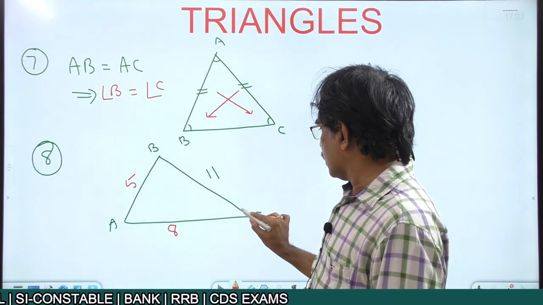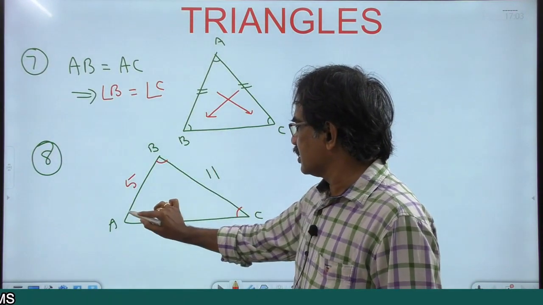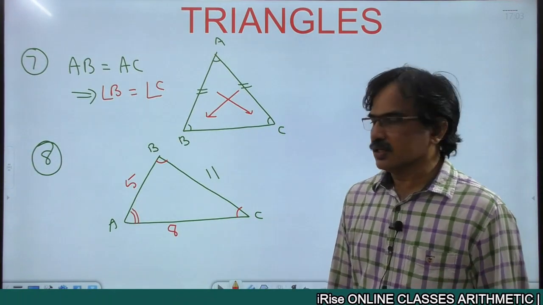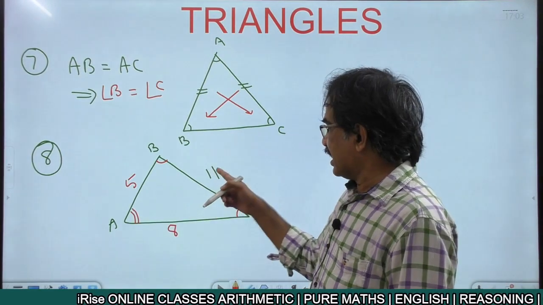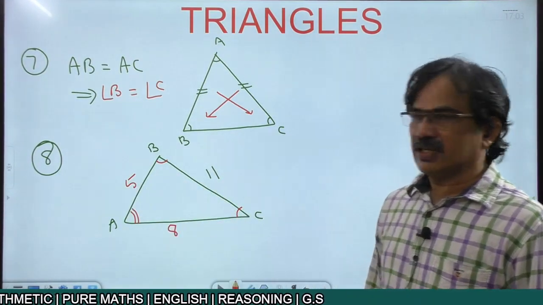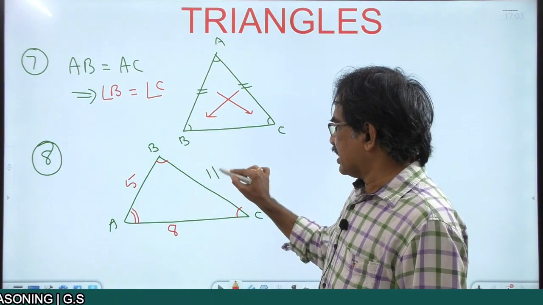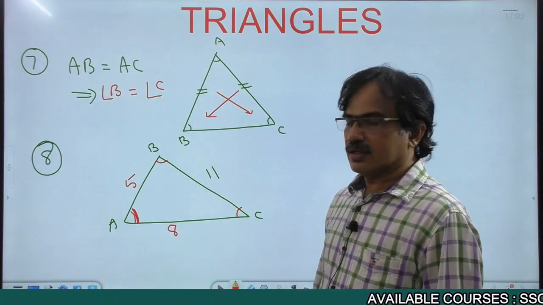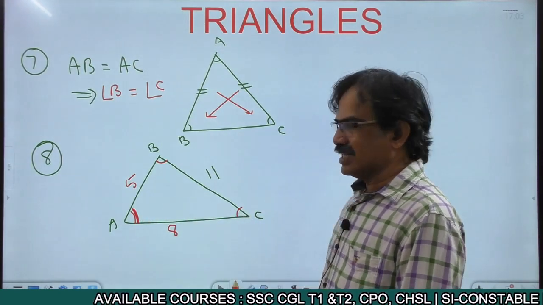Here this is angle C, this is angle B, this is angle A. The side opposite to the big angle is big, the side opposite to the small angle is small. Very important property. Here this is the biggest side, so this angle is more. If this is the smallest side, this angle is less.